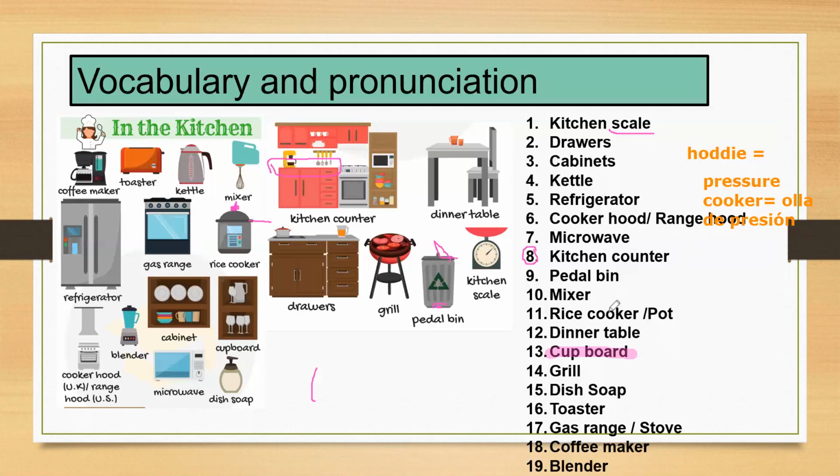Volunteers to use the gas range in a sentence. Volunteers. Yo. Go ahead, Brenda. Every time I want to make some eggs, I use the gas range or stove. Very good. Okay, good, excellent. You did it, excellent. Next one, volunteers to use the blender.